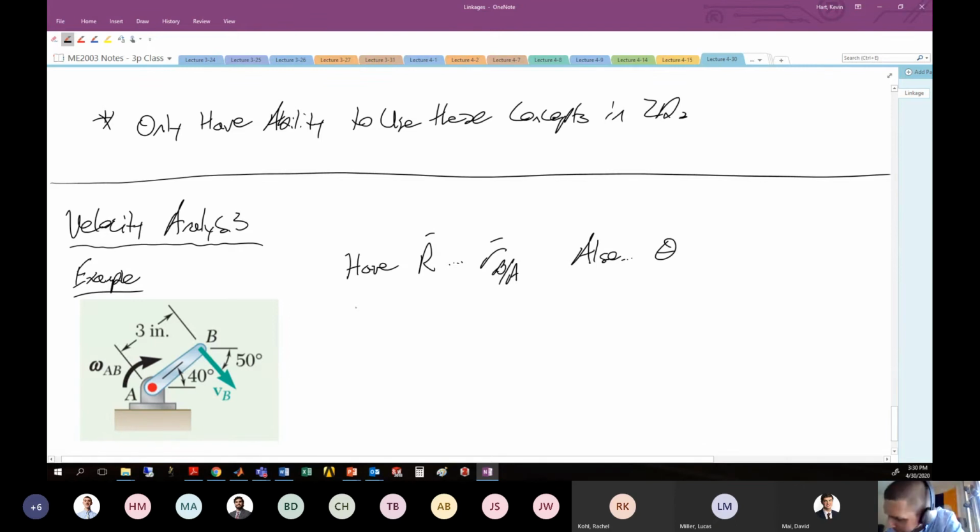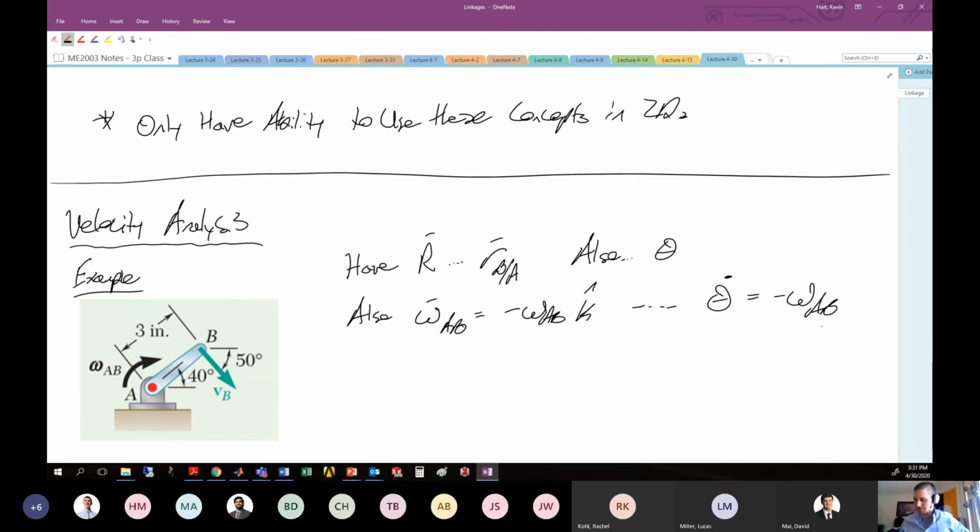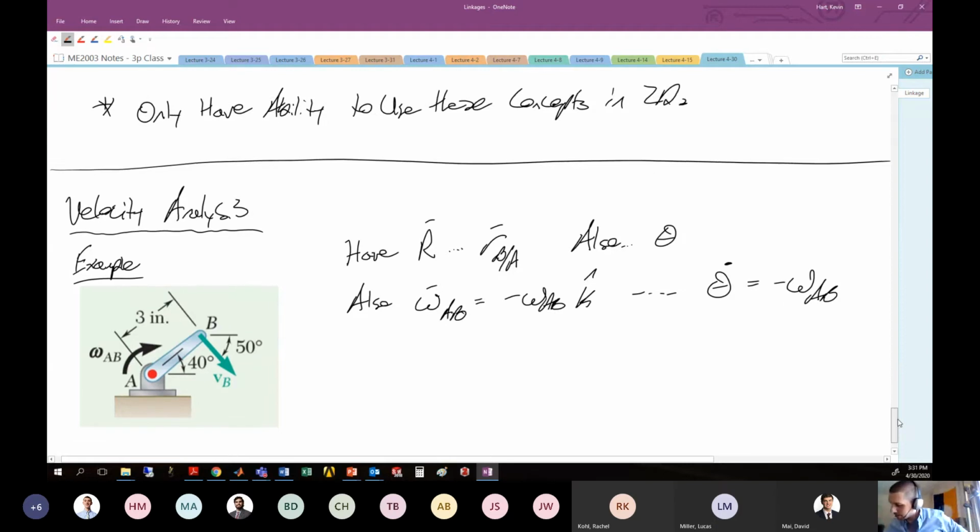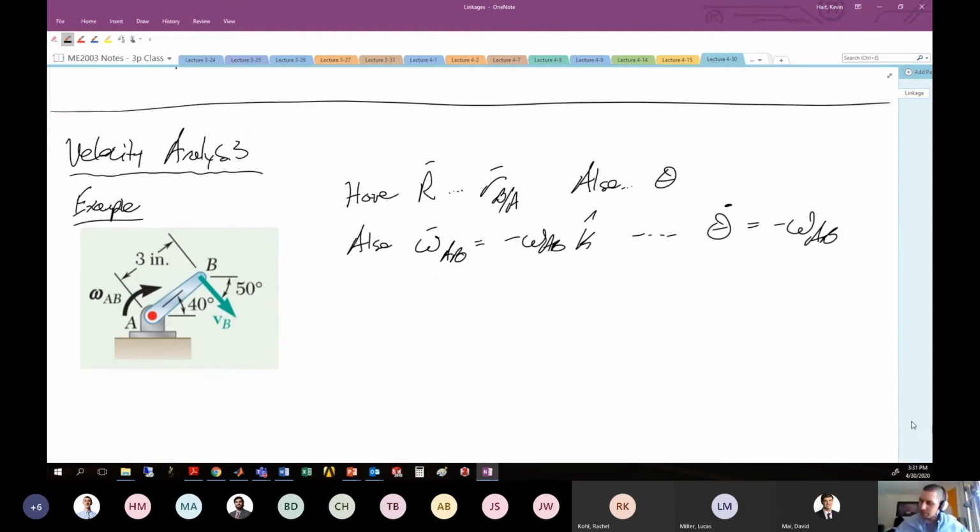And we also have the angular velocity of AB, which is negative omega AB in the k hat. Or we'll say, with this idea in mind, that theta dot is negative omega AB. This is the magnitude of the angular velocity, theta dot. It's what we're going to use in our velocity analysis for this particular example. So let's get on with it.